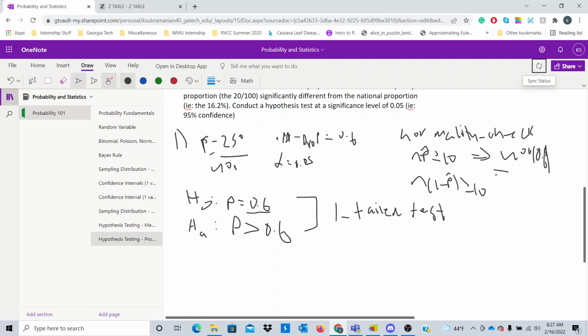So this is going to be obviously 240, which is definitely bigger than 10. We also can check that 400 times 0.4 equals 160, which is greater than or equal to 10. So we can use the z distribution, right? Because normality checks pass.